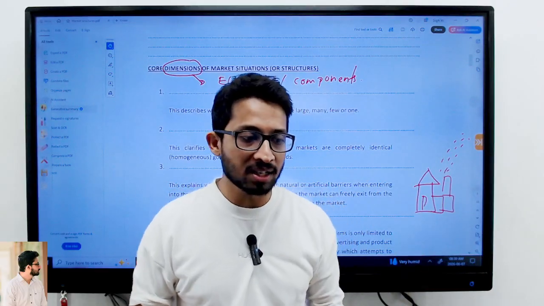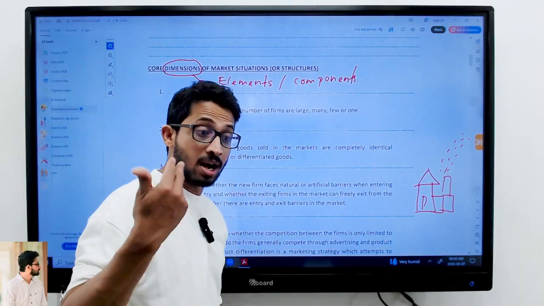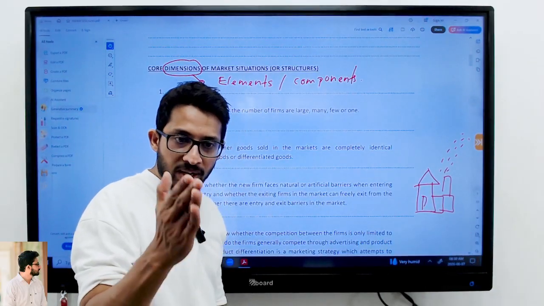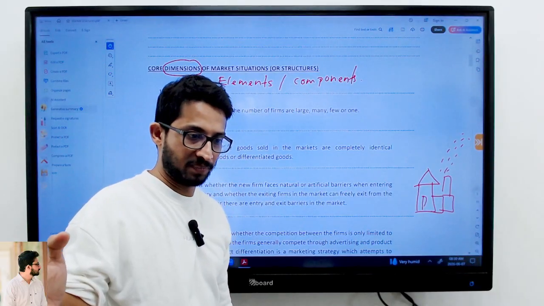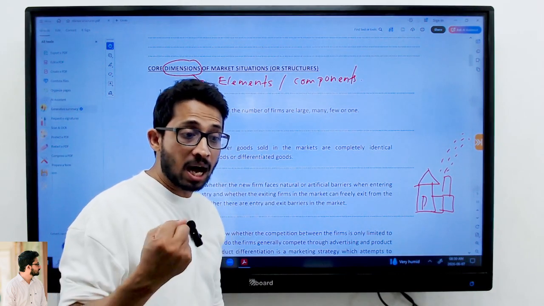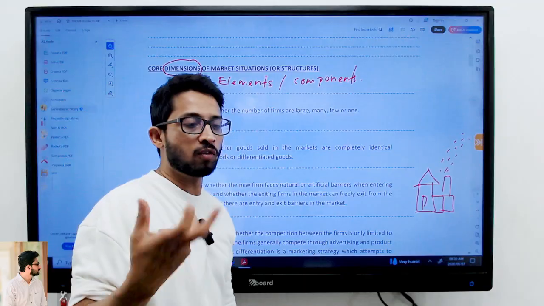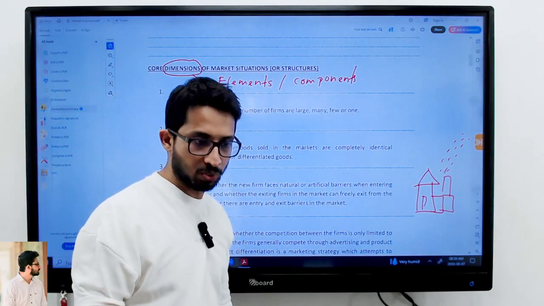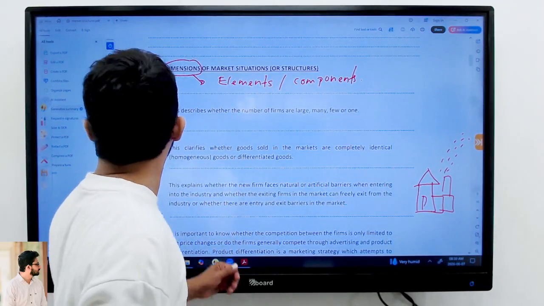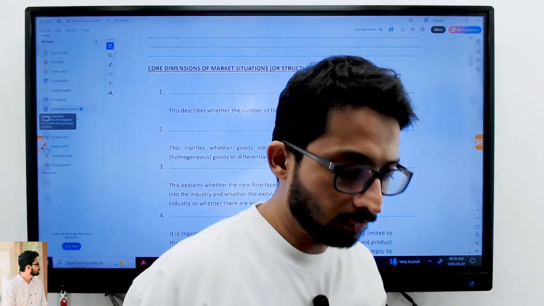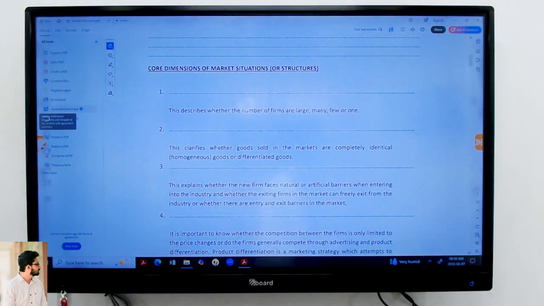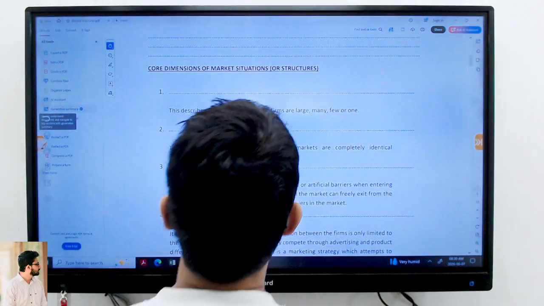When it comes to market structures, the markets are different, but every market has some common characteristics. These are called main dimensions or elements of market structures. First one, write down. Number of firms.